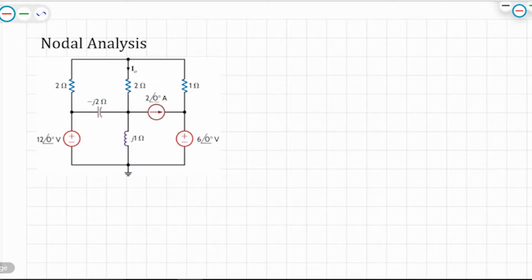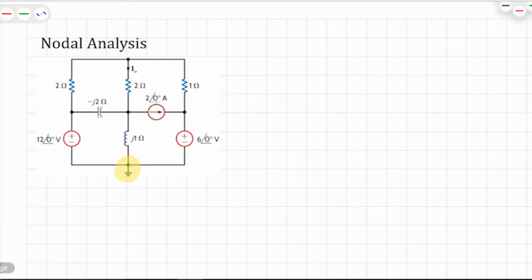Now let's look at a node analysis. So here's another example where we wish to use node analysis to figure out what I naught is. In this case, you can see the problem already gives us ground, so we don't have to choose our own grounding. We could, of course, ground it in the middle points, but grounding at the lower point, the way the problem expressed, is easier because we have two voltage sources.